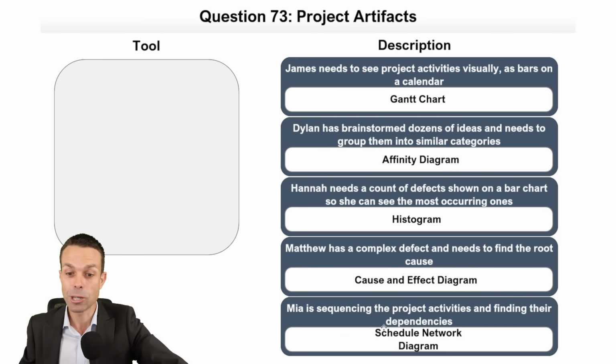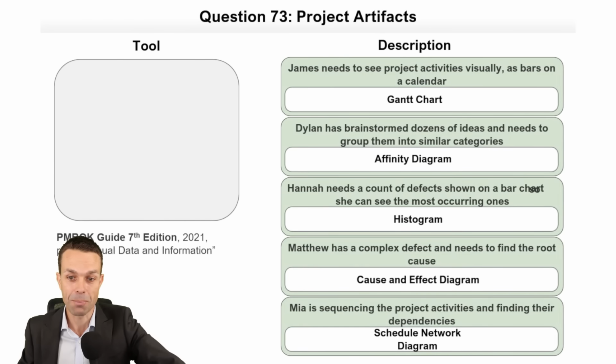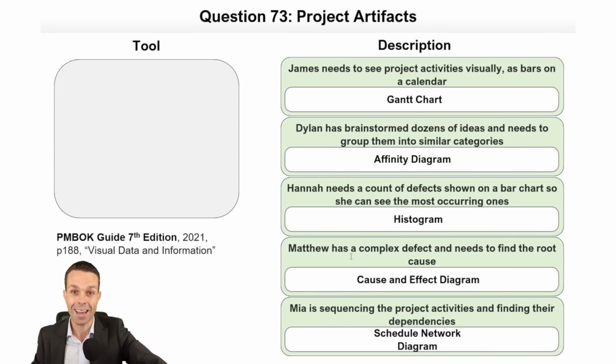And Mia is sequencing project activities and finding their dependencies. We can do that with a schedule network diagram. And all of those have come through correct. How did you guys go with that one? PMBOK Guide 7th edition, page 188, visual data and information.